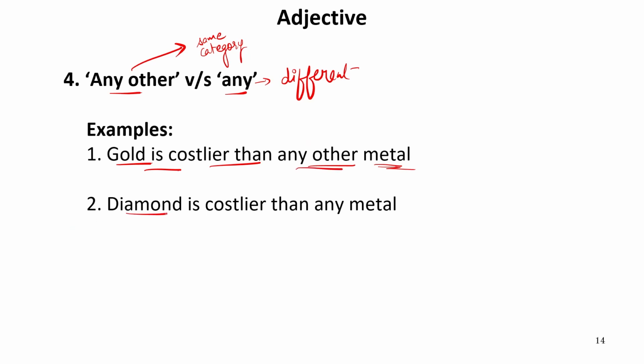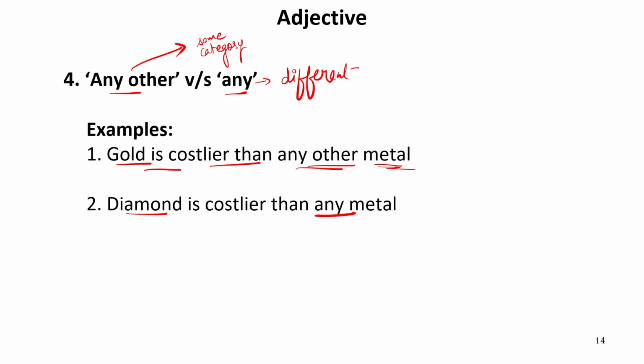But if I compare diamond with the metals, we know well that diamond is not a metal. It is a non-metal, the hardest known non-metal. So diamond is the hardest known non-metal. In this case, when diamond is compared to metals, we will only use any and not any other.